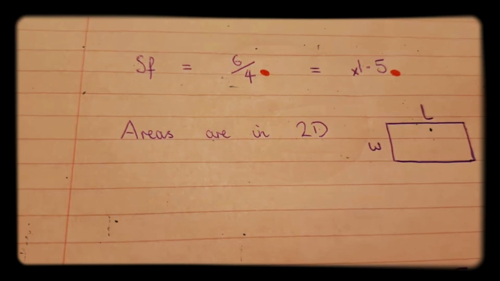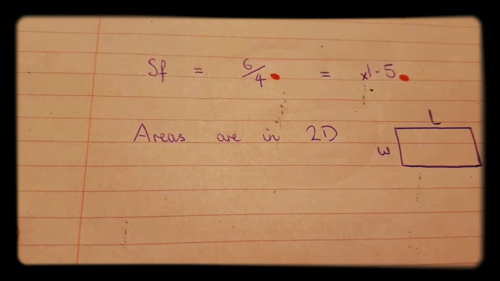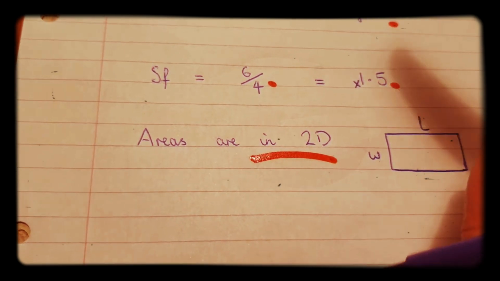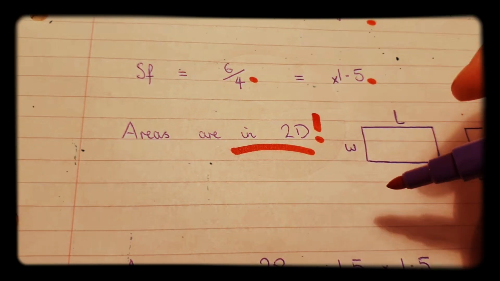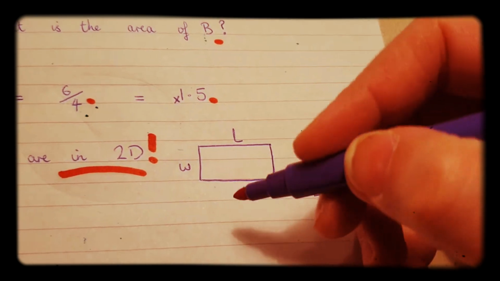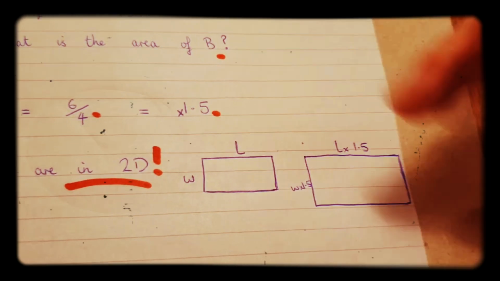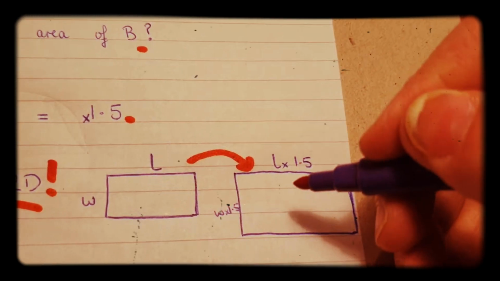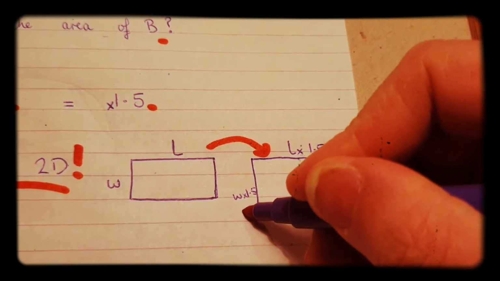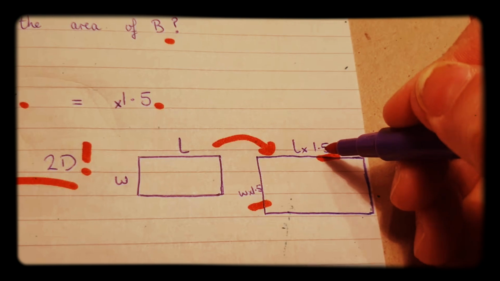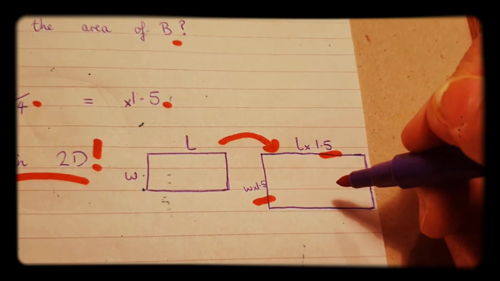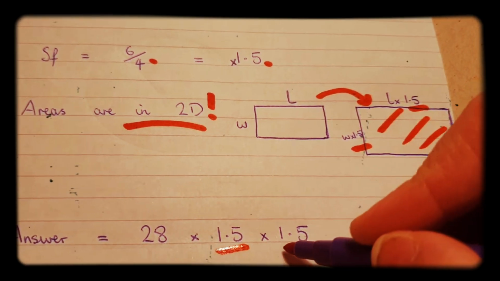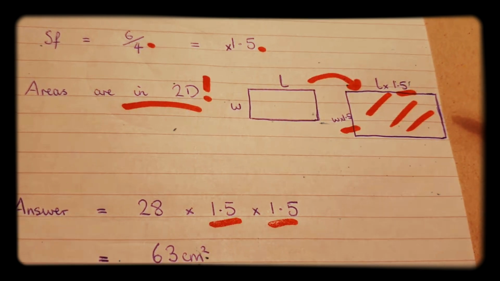But the next thing we've got to do before we jump into it, this is where most students make mistakes. Remember that areas are not in one dimension, they are in 2 dimensions, it's 2D. For example, this rectangle has a length and a width. This similar rectangle on the right has a length 1.5 times bigger, and the width is also 1.5 times bigger. So you're timesing by 1.5 two times. The area is going to be 1.5 times bigger times 1.5 times bigger. You have to times it twice.